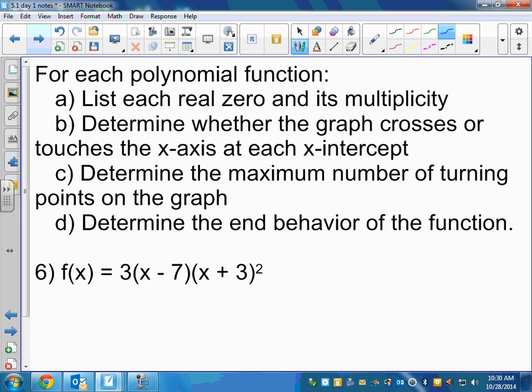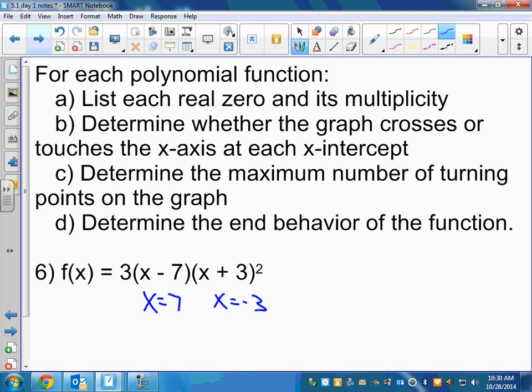So list each zero. Is this going to be a 0? There's no x here with this 3, right? So don't let that throw you. 3 cannot equal 0, so that's not a 0. What about this? Can there be a 0 here? What's going to make that go to 0? X equals 7. What about this one? Is there a 0 here? What makes that go to 0? Negative 3.